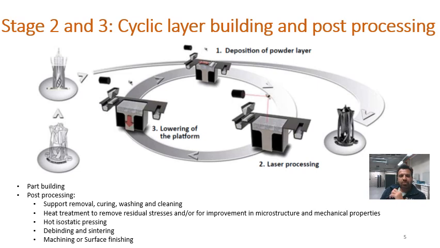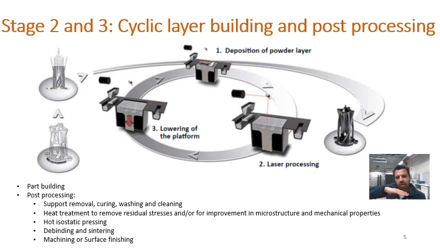I will take the example of selective laser melting to define this stage. Part building in the case of selective laser melting starts with spreading a powder layer on the build plate with the help of a roller or a scraper. Then this powder layer is locally melted by scanning with the laser according to the predefined geometries.